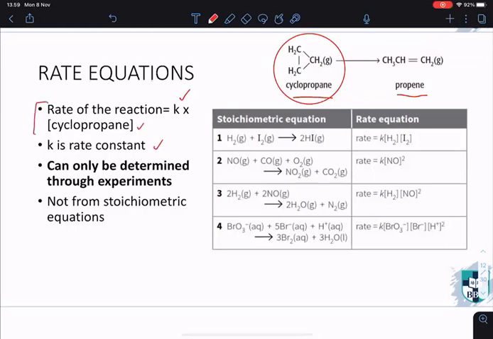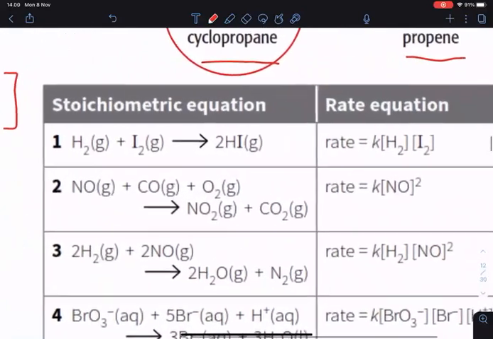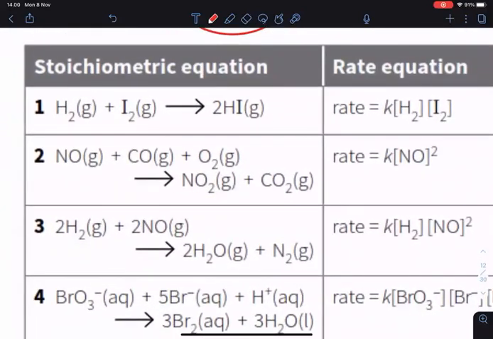This rate of the reaction, or the rate equation, can only be determined through experiments. You cannot determine it using the stoichiometric equation. What I mean is, you can have a look over here, because some of you will be thinking this is going to be reactants, H2 and I2 are also reactants, everything in front is 1, so the rate is k[H2][I2], 1 and 1. Maybe because of that. The answer is no, it's not because of that. It just happened to be correct.